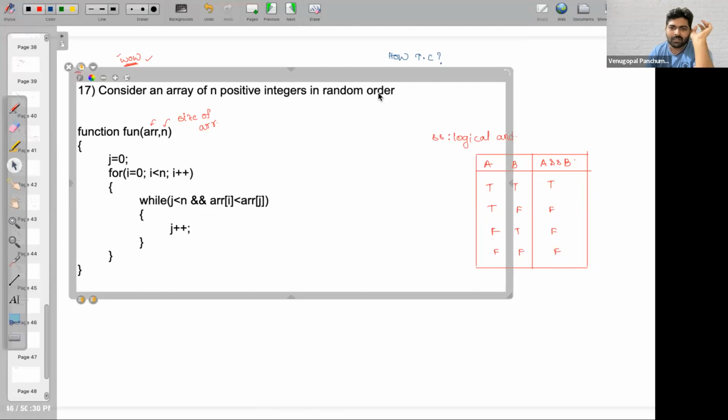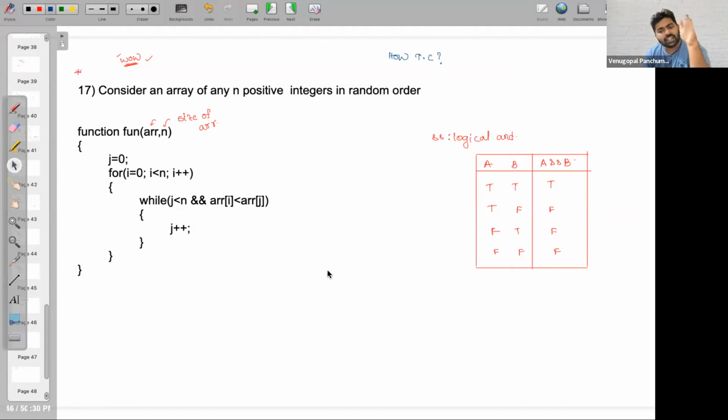Consider an array of n positive integers, n positive random integers. An array of any n positive integers in random order, increasing order, decreasing order, any order you take, no problem.